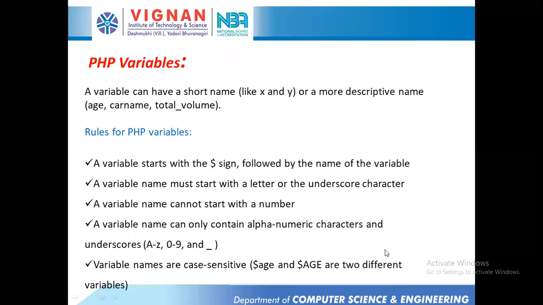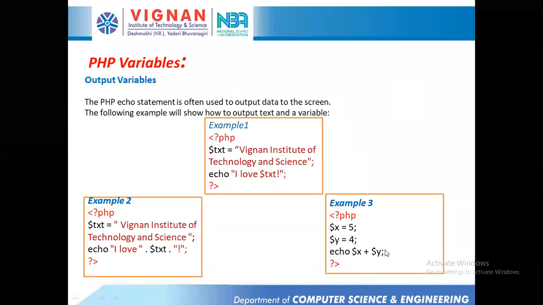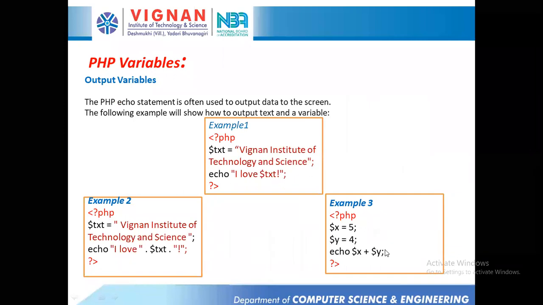So like a simple example, $H and $h are different variables. This is a difference. And I'll show this code of output variables. So here 3 examples are there. First example, text. So in what way will the echo function work? So I'll show you. So here the value will be a string and echo. Within the echo I have written the variable.